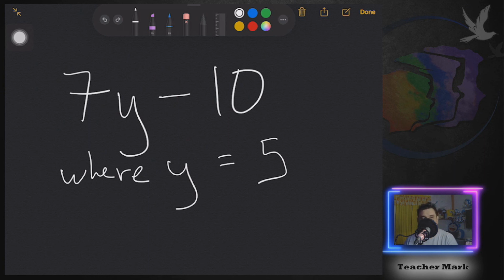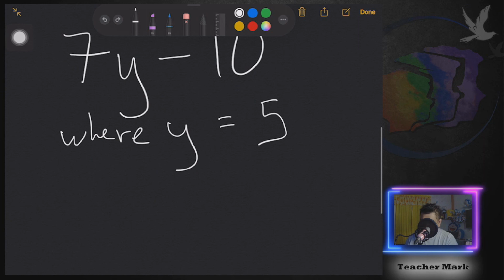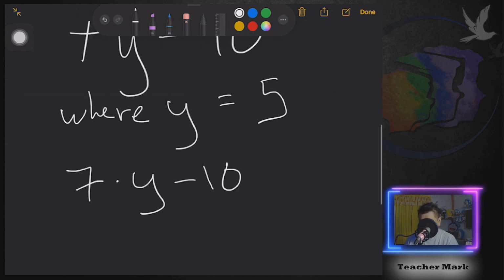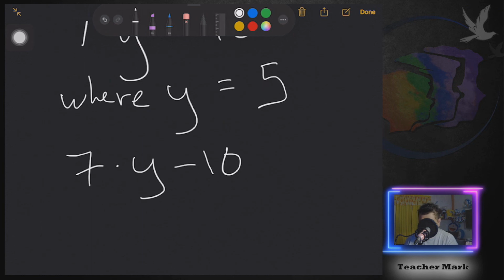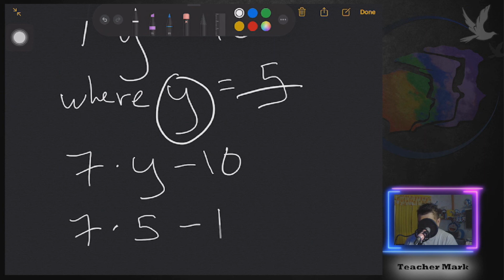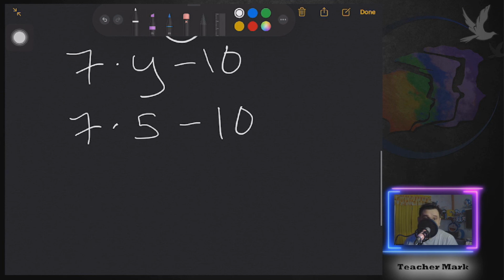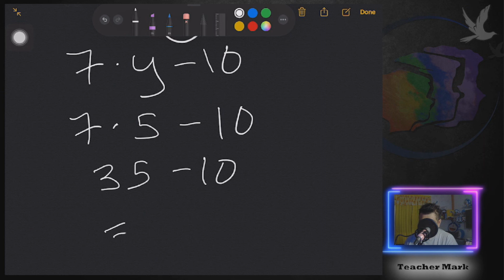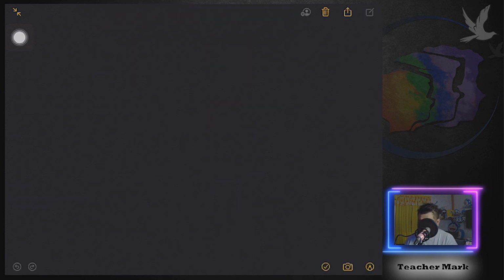Okay, to answer that, we have 7y minus 10, where 7y actually means 7 times y minus 10. So 7 times y, replacing the value of y, which is equivalent to 5. So that is equivalent to 7 times 5 minus 10. 7 times 5 is 35. 35 minus 10 will give us 25. I hope you're able to get the answer correctly. Another one.